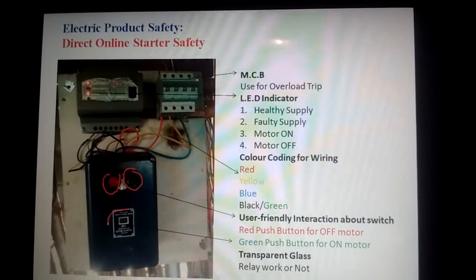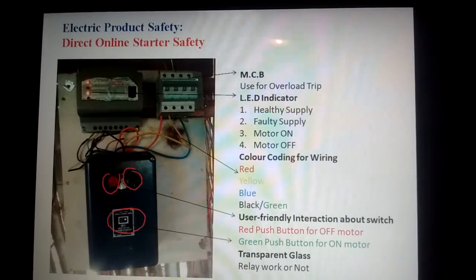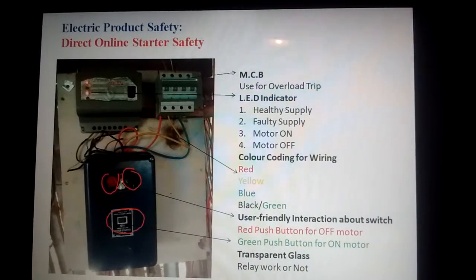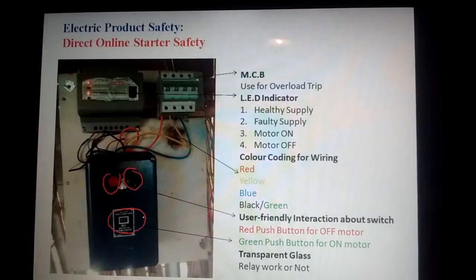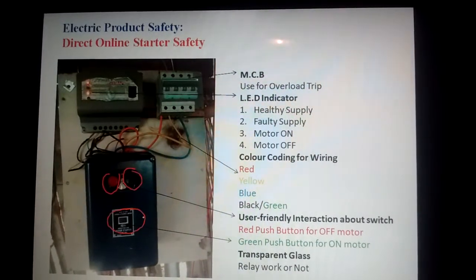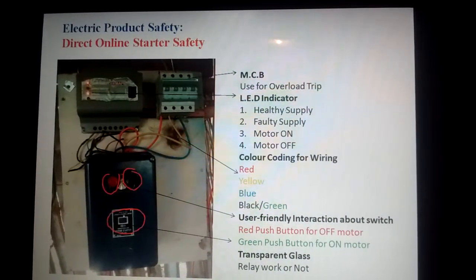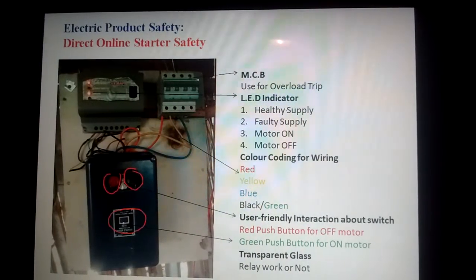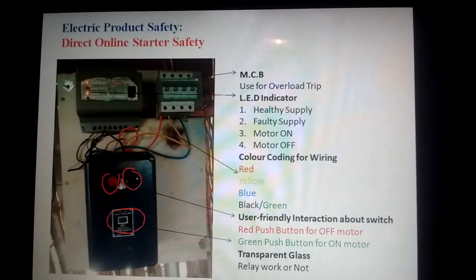Then here some transparent glass is present, and inside the transparent glass there is one relay. By pressing this button, a magnetic field is produced in that relay, and this relay will be lifted in an upward direction. Then the RYB contact is there, and through the input and output, the contact will supply and the motor will start. So this transparent glass indicates whether the relay is working properly or not. So these are the different safeties present in this DOL, direct online starter.